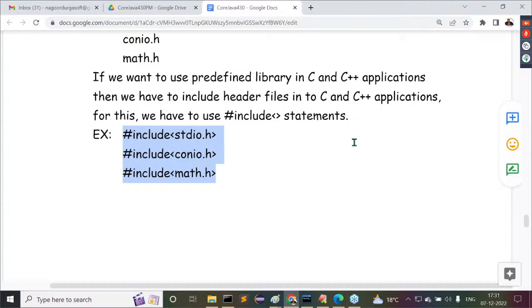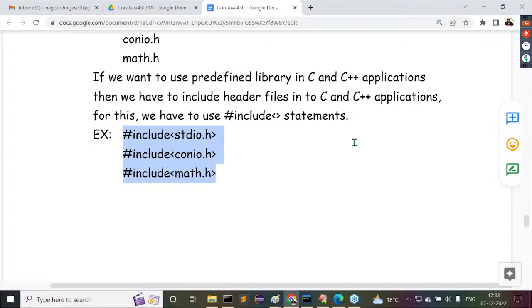Get my point or not? Inside this C software, the preprocessor will check whether these header files exist or do not exist. If these header files do not exist, an error will come. If these header files are available in the C software, the preprocessor will not give any error. At the same time, the preprocessor will load all these header files' content to the memory. Sir, all of you get my point or not?